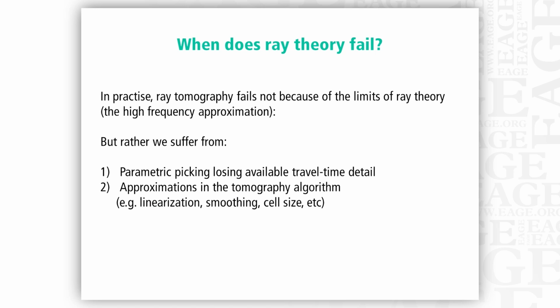In practice, though, the things that make the ray theory methods fail are parametric picking, in other words, not being able to get that fine detail in the move-out, the residual move-outs, but fitting it with a curve, and also the approximations we make in the numerical solutions inside the tomography. They're the two main limitations on ray theory methods. Now, if we can deal with them a bit better, we can push ray theory more towards the scattering limit, and that's where wave field methods come in.